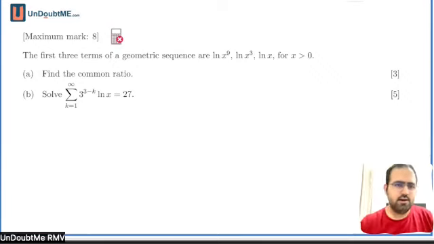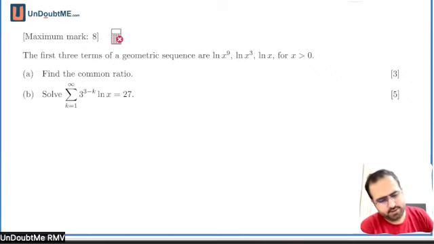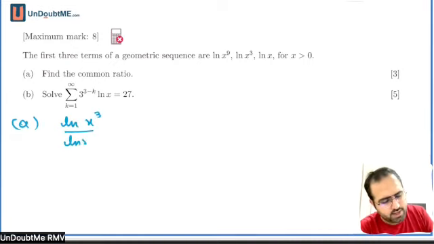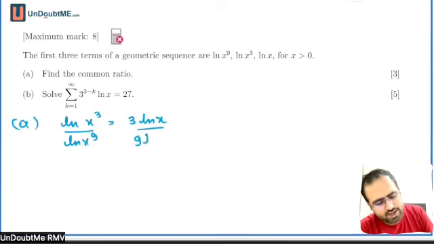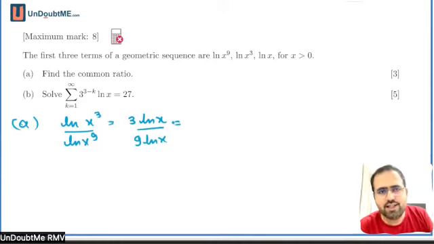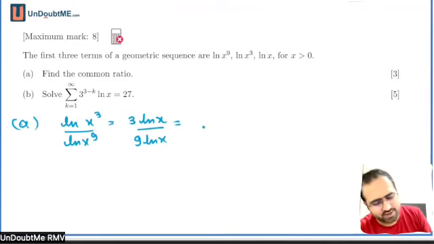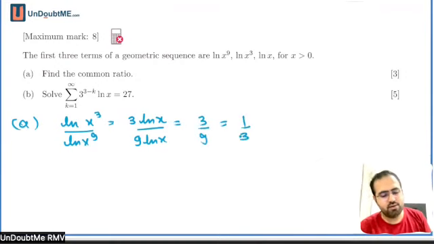Okay, so that is like the sum of an infinite series. To find the common ratio, part A, it will be ln x cubed over ln x to the power 9. That will be 3 ln x over 9 ln x. People also call it ln, so if you want to call it ln, it is fine. 3 ln x upon 9 ln x, and 3 by 9 is equal to 1 by 3. That is the common ratio.